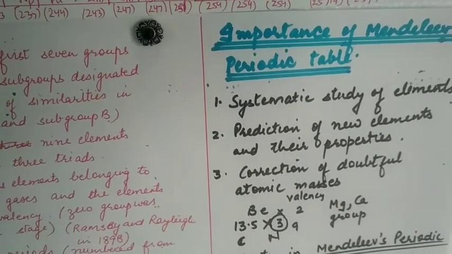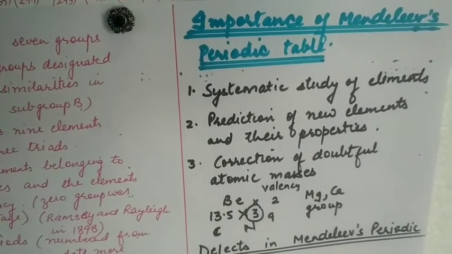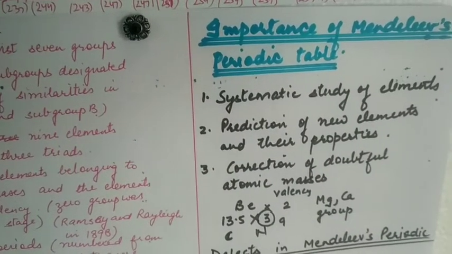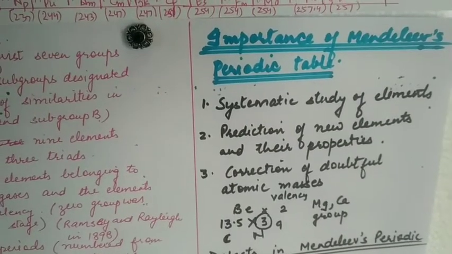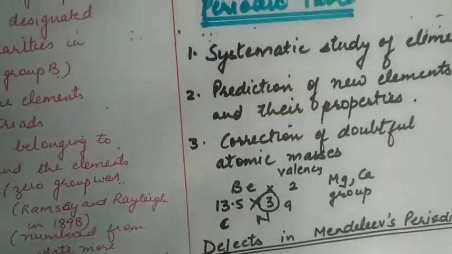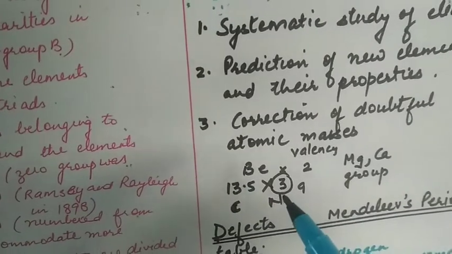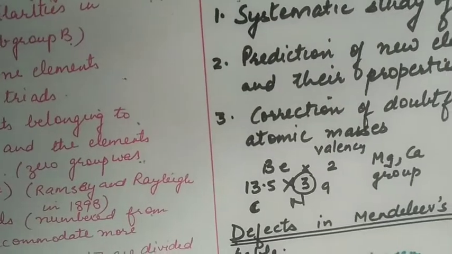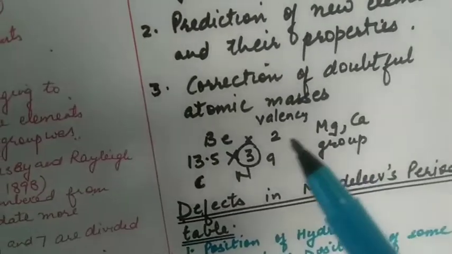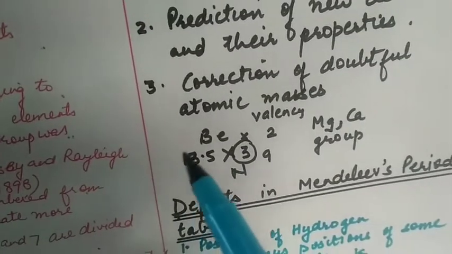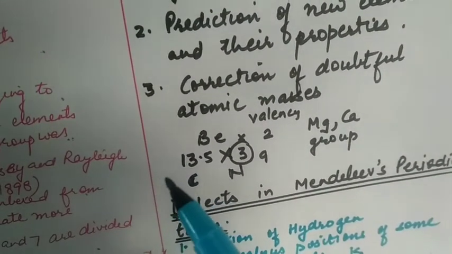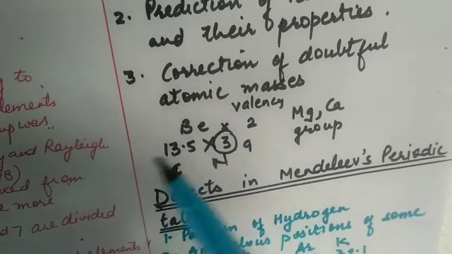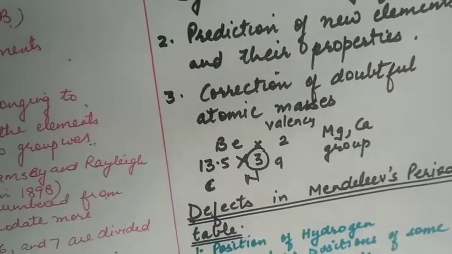Correction of doubtful atomic masses. Mendeleev also corrected the wrongly calculated atomic masses of certain elements. For example, beryllium, on the basis of wrong calculation of having a valency of 3, was wrongly given the atomic mass 13.5. This is not its actual atomic mass, but just because its equivalent mass was 4.5 and they wrongly thought its valency was 3, they multiplied 4.5 with 3 to give its atomic mass.